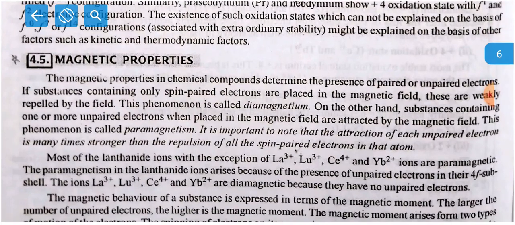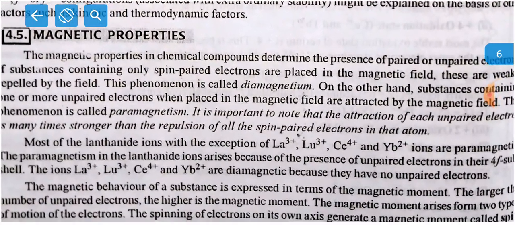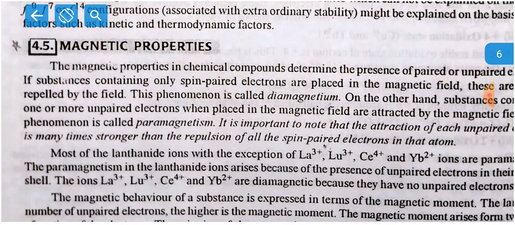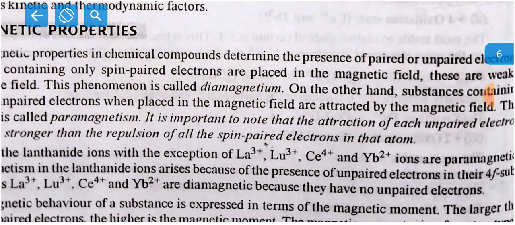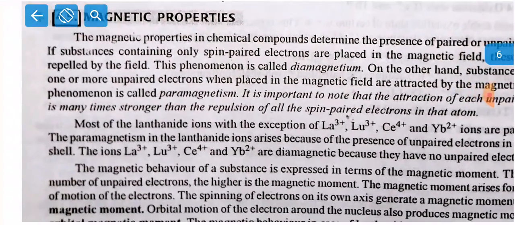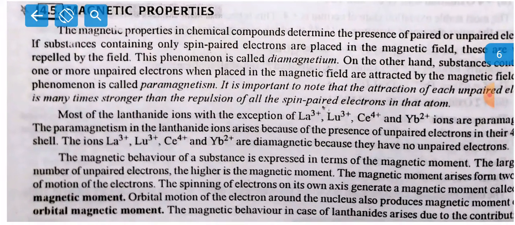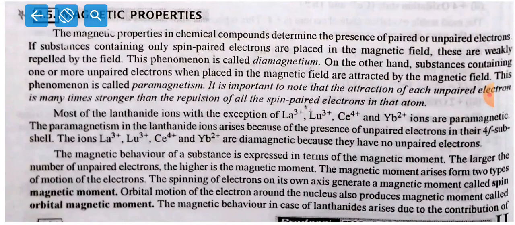Magnetic property. The magnetic property in chemical compounds determines the presence of paired or unpaired electrons. If substances containing only spin-paired electrons are placed in a magnetic field, they are weakly repelled by the field. This phenomenon is called diamagnetism. On the other hand, substances containing one or more unpaired electrons, when placed in a magnetic field, are attracted by the magnetic field. This phenomenon is called paramagnetism.